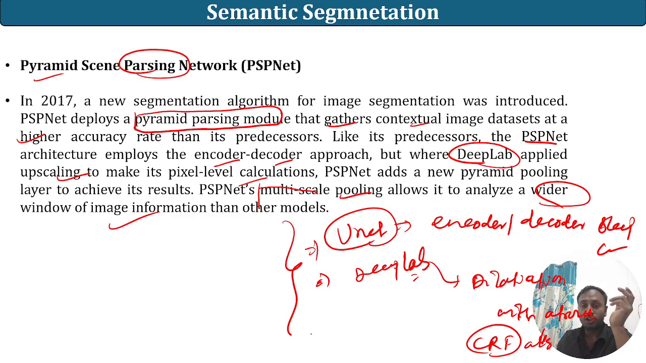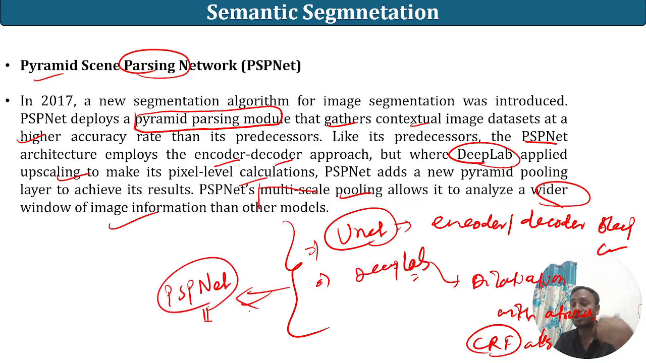So a combination of both came across as PSPNet. It means based on the pyramid, wherever the accuracy is higher from these two models, we'll take it, and we'll do the multi-scale pooling again to get better results. So I think this is clear.